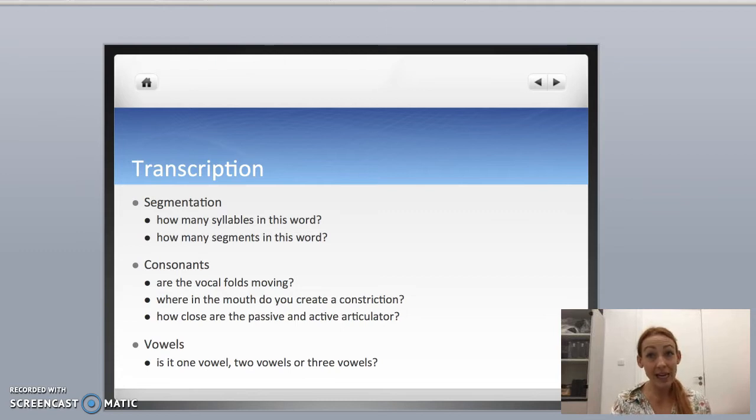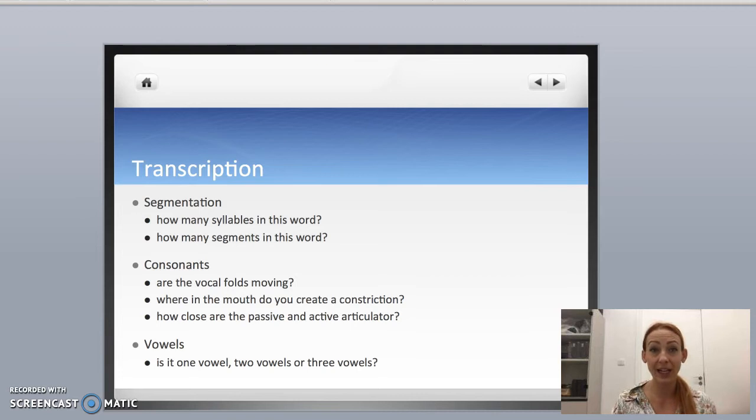So there are three main steps. First of all, you have to divide the word into the segments that you're going to transcribe. And you know that the IPA has one symbol for every sound. So you're going to have to find out first how many sounds a word has. Second of all, you will have to identify all of the consonants in a word.